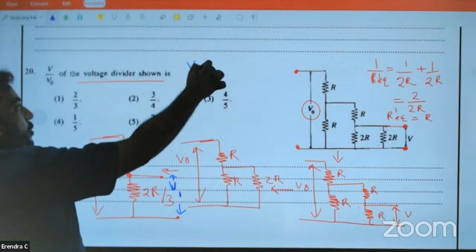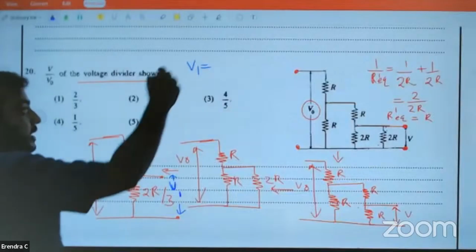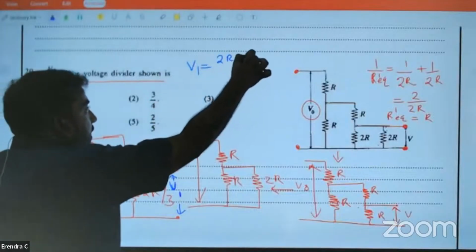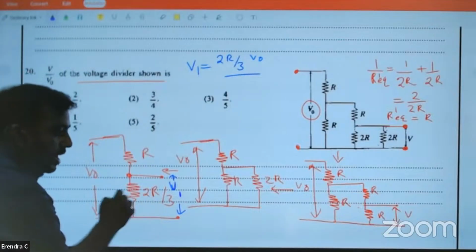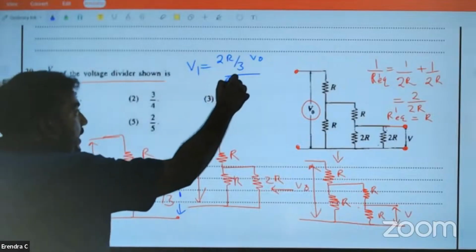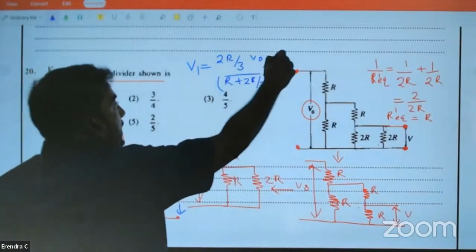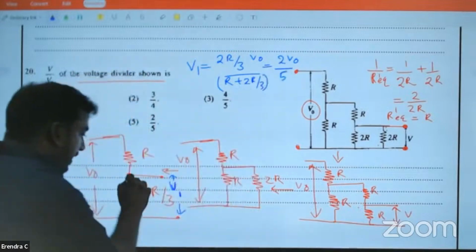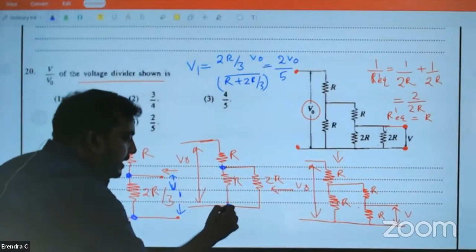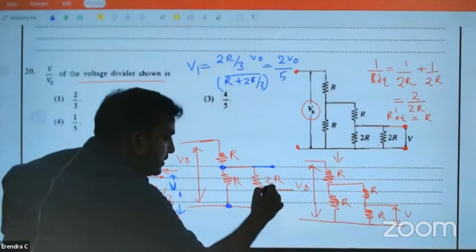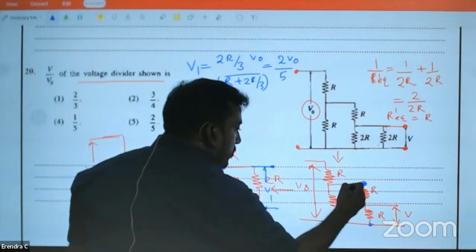See the shortcut to find the potential difference. Multiply the resistor by the total voltage. 2R divided by 3 times V0 divided by the addition. Addition means R plus 2R over 3. Here you will get 5R over 3. So 2V0 divided by 5. V1 I have found. This terminal, V1. That means that terminal, V1. Again, this terminal, V1.